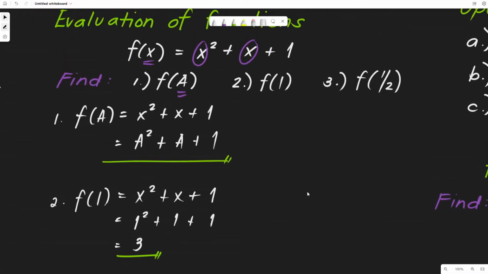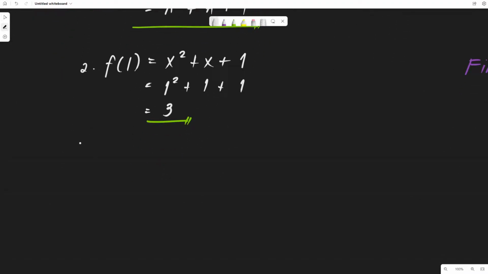Lastly, for our example, we have f of 1 half. Again, you just substitute 1 half for all x.